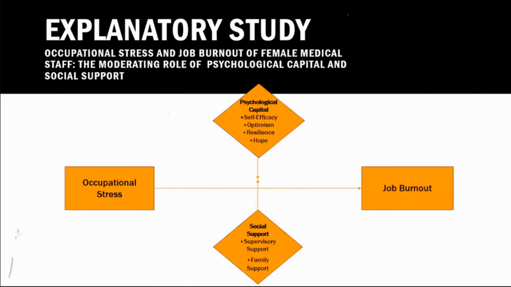Then there is the explanatory study, in which we are going to see the relationship and explain the phenomena. For example, the occupational stress and job burnout of female medical staff, the moderating role of psychological capital and social support. Here we have one independent variable, occupational stress, which is explaining job burnout, and two moderators. So explanatory studies are those in which you explain a phenomenon. Some people call these causal studies as well, but I refrain from using the word causal. Explanatory is the better word.